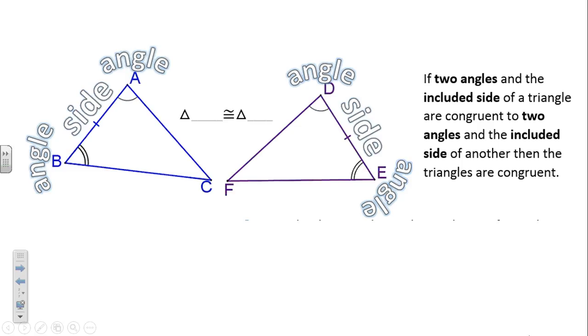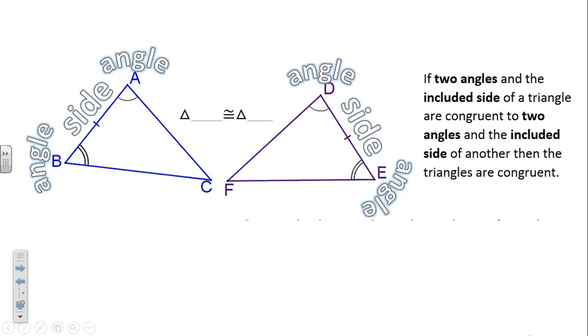So we can't hop, skip, and jump around. All three of them have to be snug up next to each other, all cozy and tight. Okay? So for angle side angle to work, we don't get to jump over a side or an angle. They have to be cozy, like little bugs in a rug. Okay? So angle, side, angle.